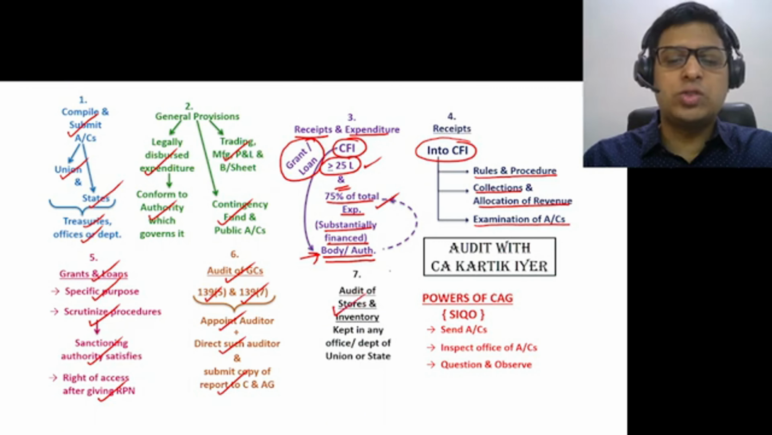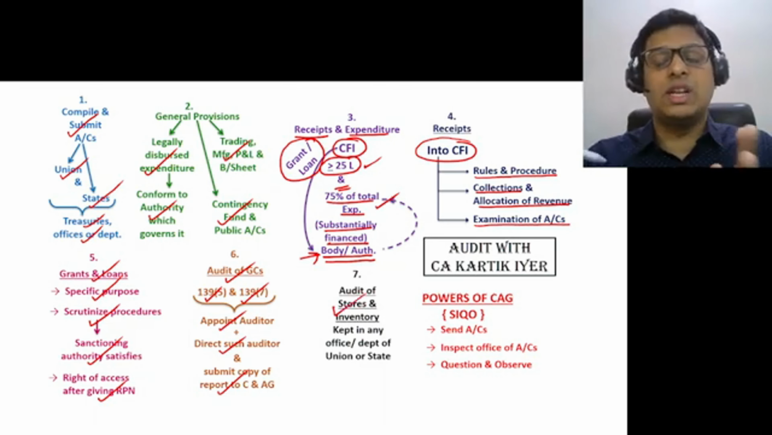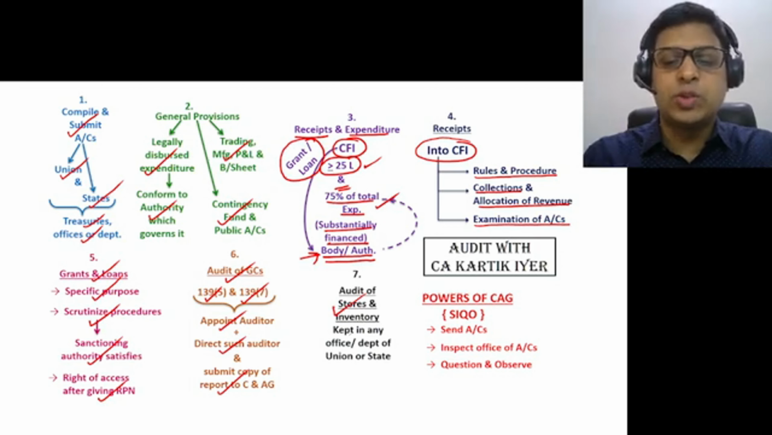Finally, you have audit of stores and inventory. That is, stores and inventory basically means if any government department is there having certain inventory, then the inventory should be kept in any office or a department of the union or state.